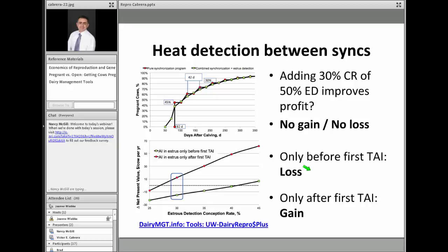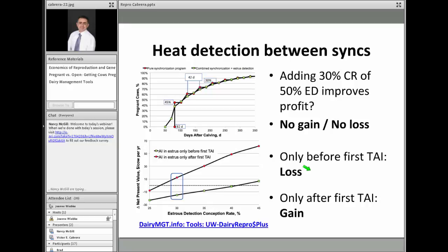How about heat detection between synchronizations? This is also something that has been done with the tool that is available for you, and you can actually do some analysis like this if you would like to. In this case we used a farm in Wisconsin, and everything started with a question from farmers: what happens if we introduce heat detection or estrus detection in between synchronizations?